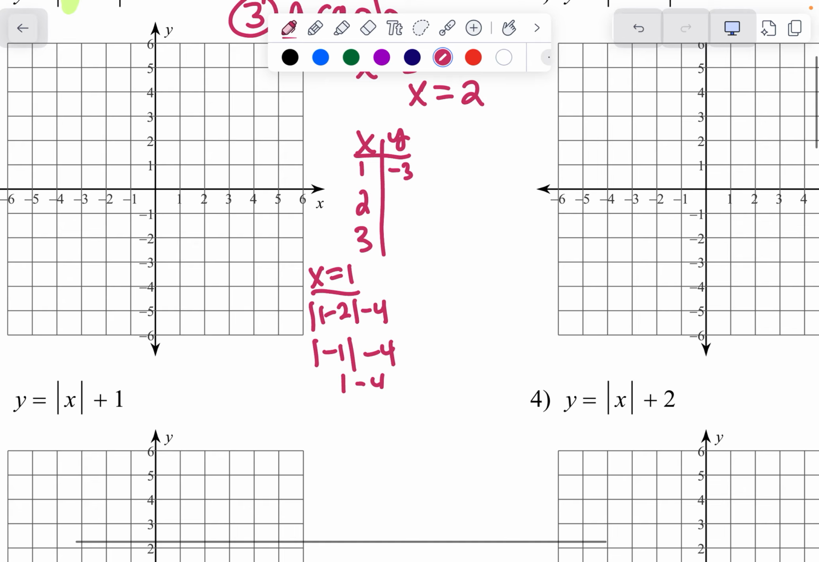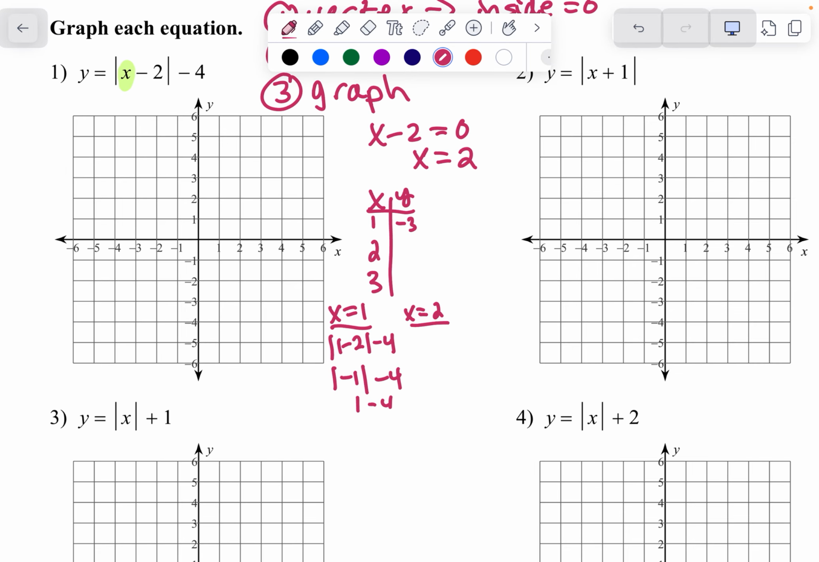And then let's do it again for a value of 2. Now remember, our equation is the absolute value of x minus 2 minus 4. So it's the absolute value of 2 minus 2, or 0 minus 4. 0 minus 4 is negative 4. And then finally, the 3.